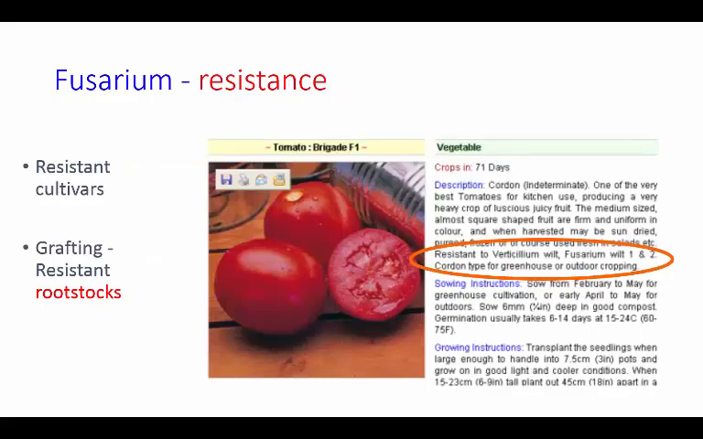There are resistant tomato varieties for fusarium wilt, and you'll see that in the seed catalog. Here's just one random example I pulled that mentions resistance to fusarium. It also mentions resistance to verticillium. And there are also resistant rootstocks. So again, if you want to produce a fruiting variety that is not resistant, you can use grafted plants where the rootstock is resistant. But you have to make sure you choose the right rootstock.